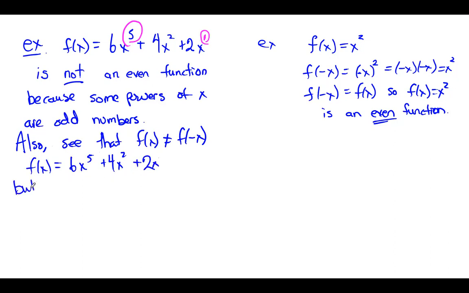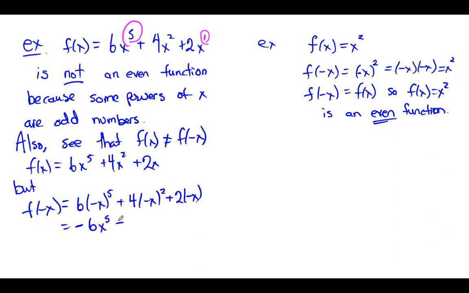But we're going to see that f of negative x is going to be equal to 6 times negative x to the power 5 plus 4 times negative x to the power 2 plus 2 times negative x. So negative x to the power 5 is sort of like a negative goes out front. You get negative 6x to the power 5. This one is the same because that's even. Minus 2x. So you see that they're not the same.